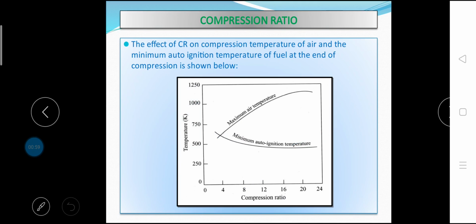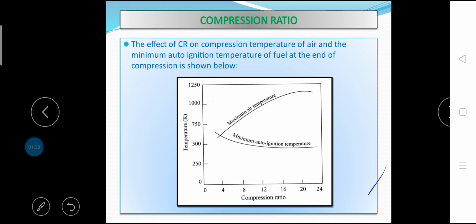Compression ratio. The increase in the compression temperature of the air with increase in compression ratio, evaluated at the end of the compression stroke, is shown in this figure. It is also seen from the same figure that the minimum auto ignition temperature of a fuel decreases due to increased density of the compressed air.